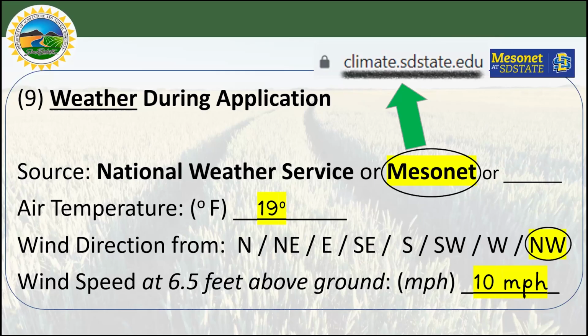In this particular case, the air temperature was 19 degrees. The wind direction was from the northwest, and a beautiful 10 miles per hour, always needed for less than that for a good application. Although this label doesn't mention wind speed requirements, obviously you want it to be not blowing your poisoned oats around.